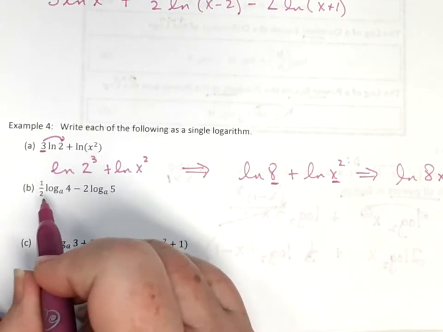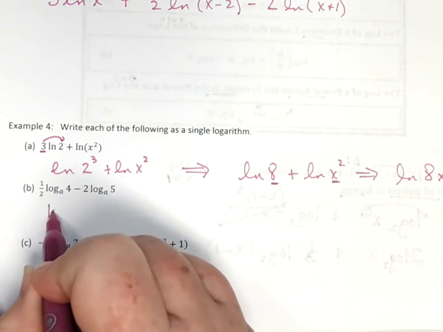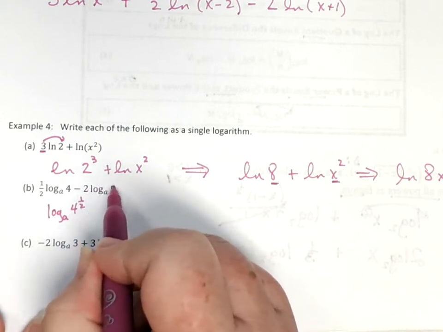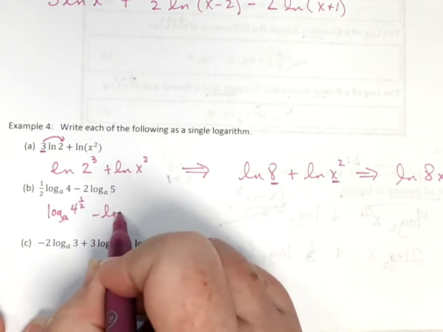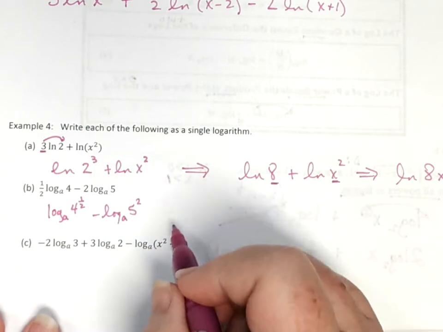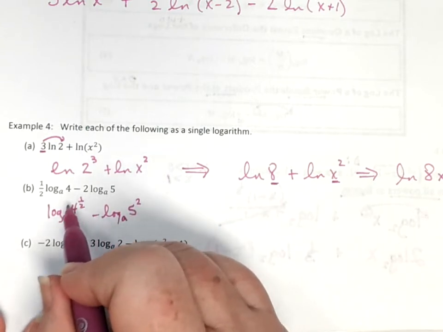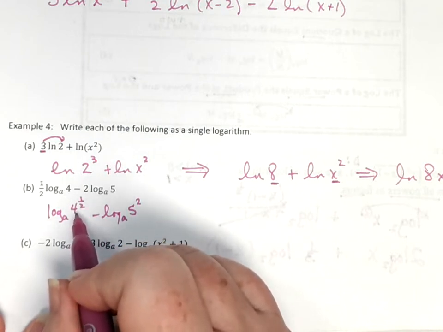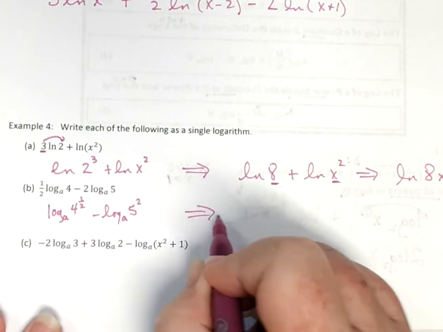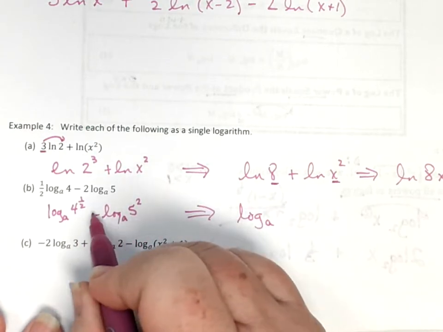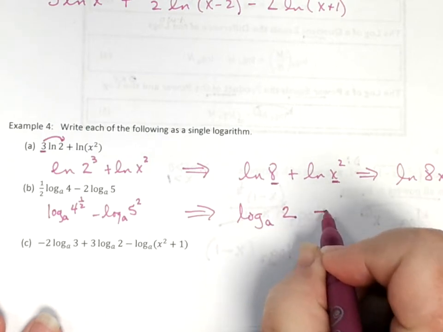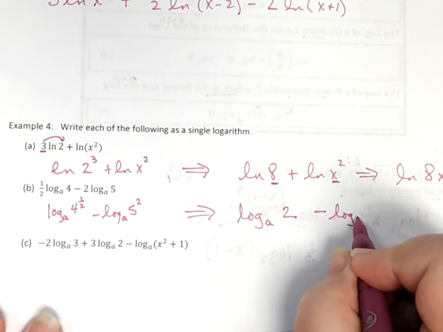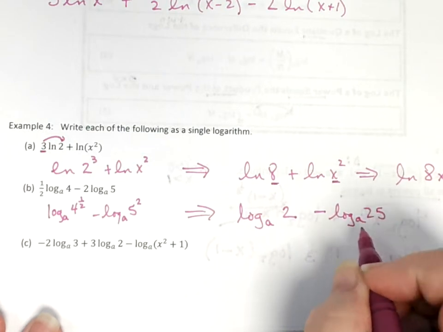Let's throw this 1/2 to the top. And so that's going to be log base a of 4 to the 1/2. Let's throw this 2 to the top, minus log base a of 5 squared. Okay, so I have to do a little bit of work here. What is 4 to the 1/2 power? That's really saying the square root of 4. So I'm going to rewrite that as the log base a, and the square root of 4 is 2, minus log base a of 5 squared. And 5 squared is 25. So I'm going to write log base a of 25.